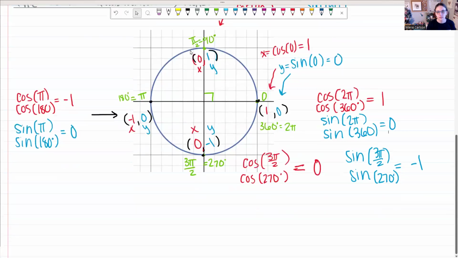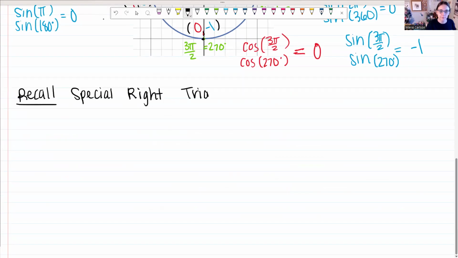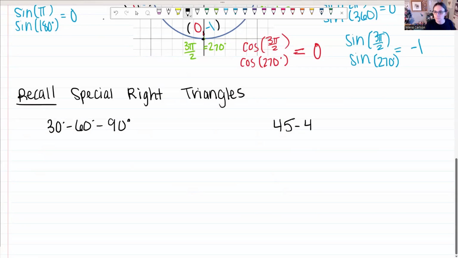Okay. So one thing I want to remind you before we move along to the next piece are the special right triangles that we have. There were two main types of special right triangles when we first looked at these. We had a 30, 60, 90. And we had a 45, 45, 90.